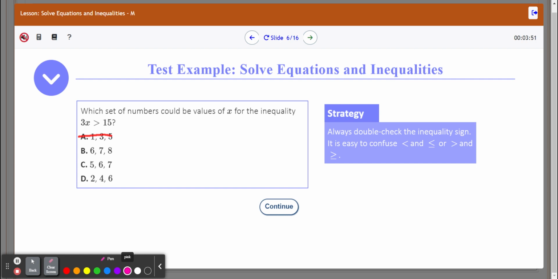5, 6, and 7. Well, let's plug in 5. If we put 5 where x is, 3 times 5 is 15. Notice that it says greater than 15, not equal to. So 3 times 5 is 15. That's not greater than 15. It's equal to, not greater than. And if we look at the last one, just obviously, if you look at the first number, plug in 2 for x. 3 times 2 is 6. Well, 6 is definitely not bigger than 15. So our answer is B.